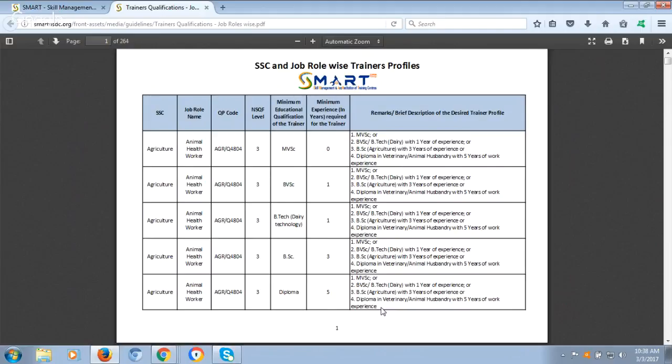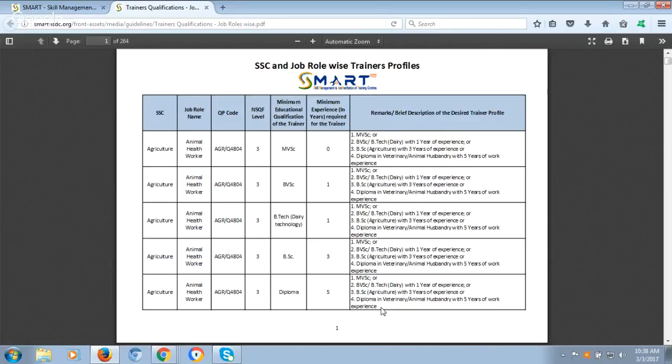NSQF level is 3. What should be the minimum educational qualification of the trainer? He should be MVSc with 0 experience, or if he is BVSc, he should have 1 year experience, or if he is BTech dairy technology, he should have 1 year experience. If he is a simple BSc, not MVSc or BVSc, he should have 3 years experience. And if he is a diploma holder, he should have 5 years experience.